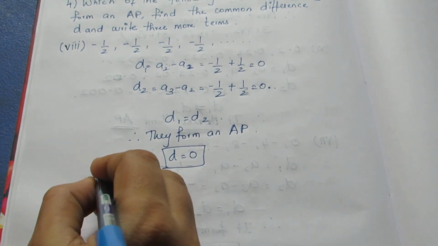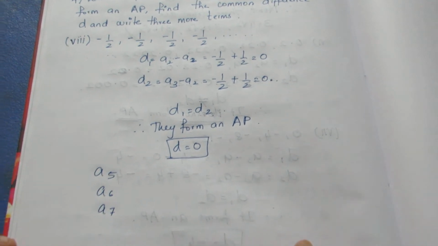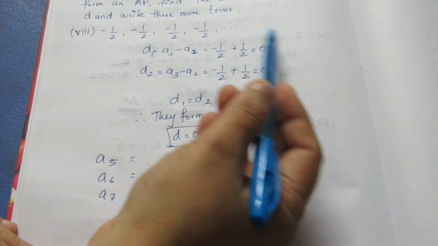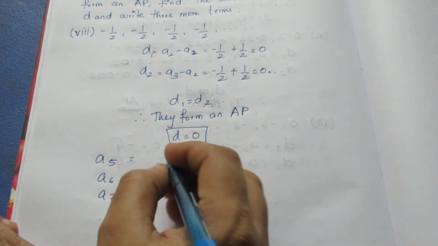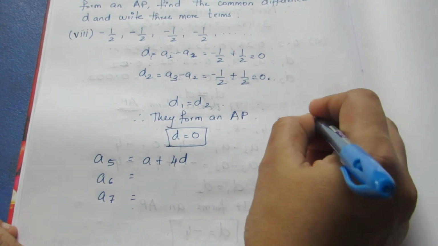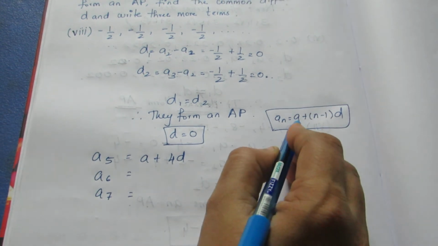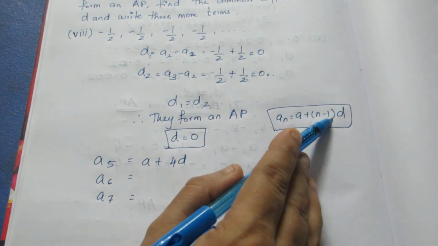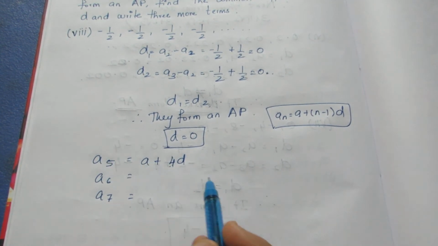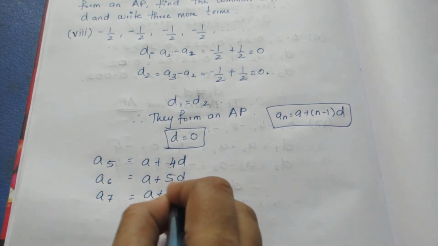Then we need to find the next 3 terms, which are A5, A6, A7. Seeing the question directly you can tell what the next number will be, because everything is minus 1 by 2. Okay, no problem, we'll find it. It is A plus 4D, because the AN formula is A plus N minus 1 into D. A is the first number. N minus 1, here N is 5, so 5 minus 1 will be 4D. For A6 it is A plus 5D, and for A7 it is A plus 6D.